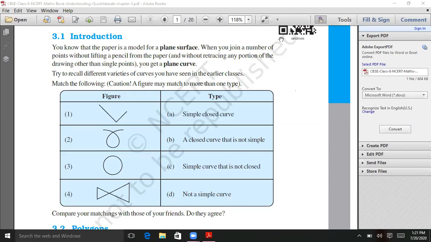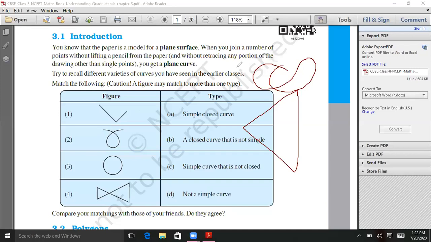Simple is like this: if we start from here and go back here, this is called simple, right? But if I take it like this, I start from here, then I go right side, then I go left, then this is called not simple, right? So earlier you have done these kinds of open, closed, simple, not simple. Open and closed is very clear. The curve which is open is called an open curve, and which is closed is called a closed curve.